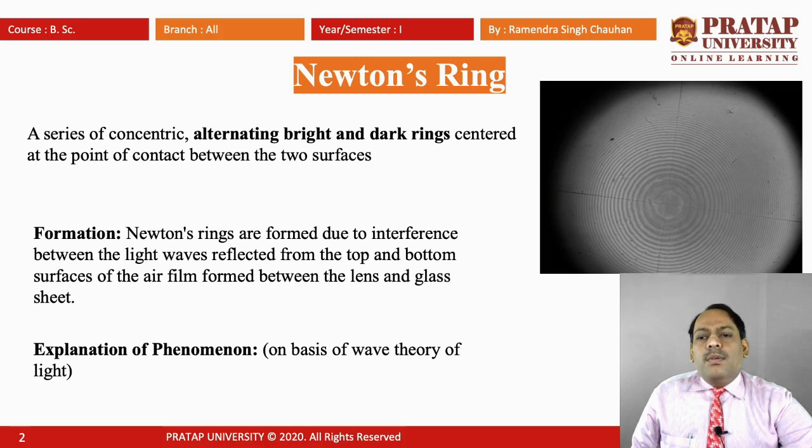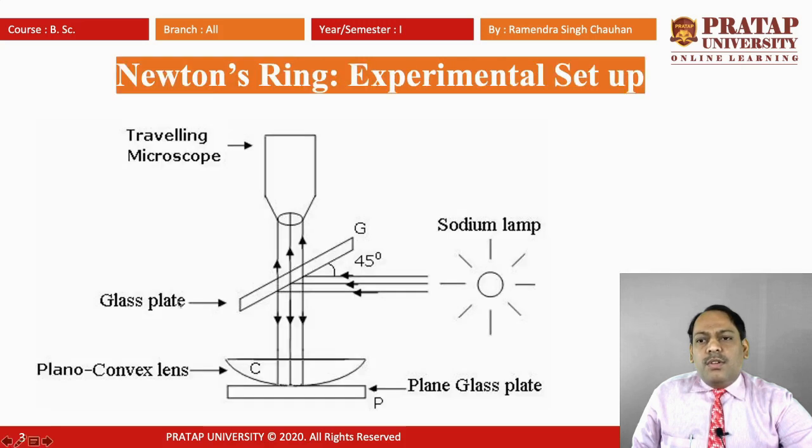When interference is taking place between two waves which are reflected or refracted from two different surfaces of an air film, and this air film is wedge shaped. The explanation of this phenomenon is based on the wave theory of light, which we will take up. So now we will see what the experimental setup is for the formation of Newton's rings.